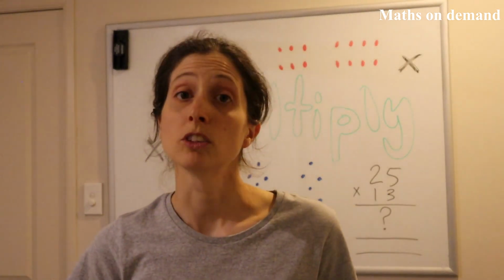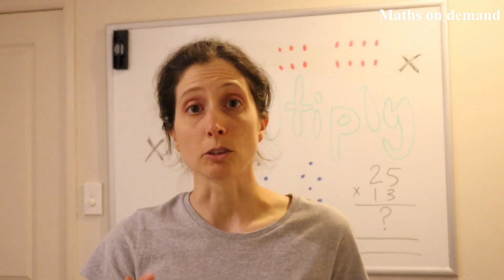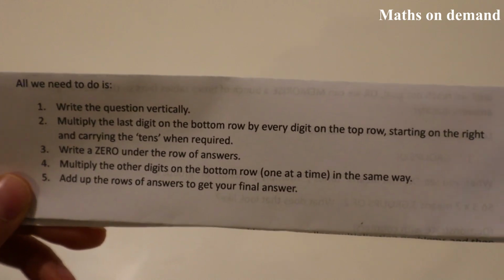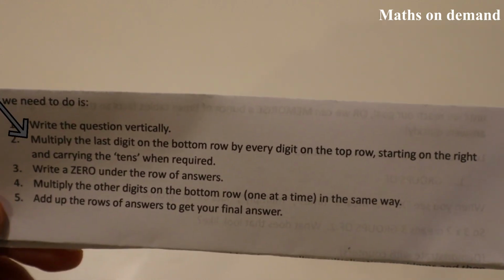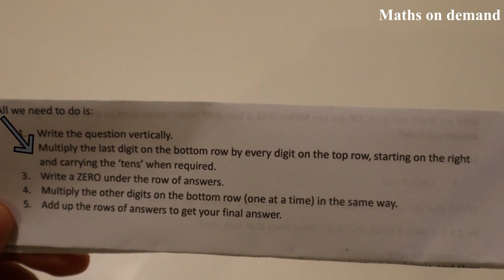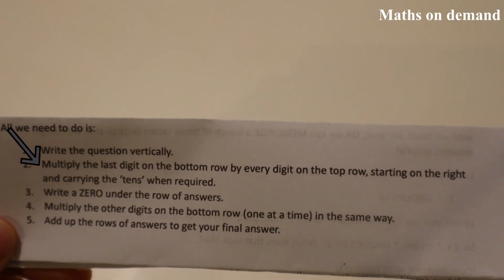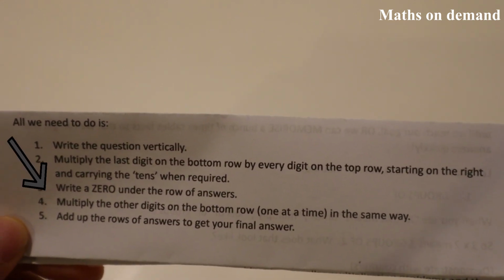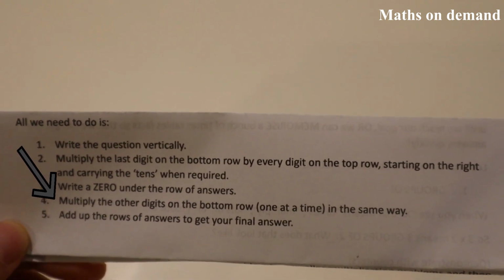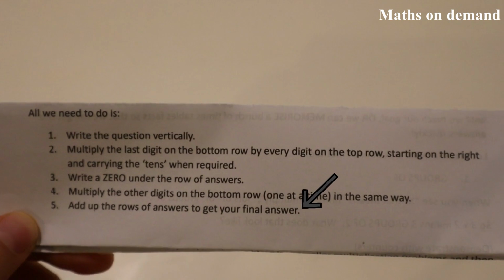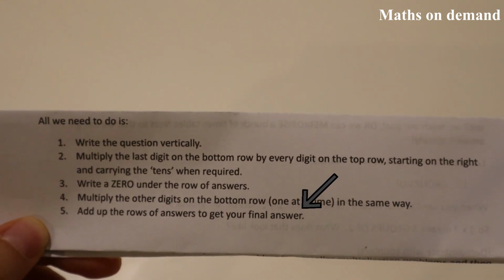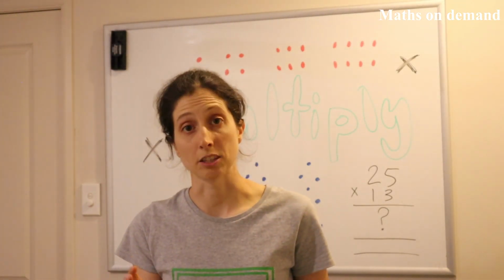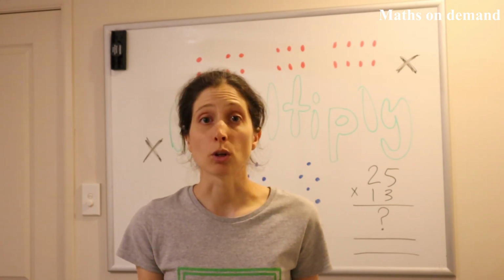In the algorithm, we will use multiplying smaller numbers to multiply the large numbers. All we need to do is write the question vertically, multiply the last digit on the bottom row by every digit on the top row, starting on the right and carrying the tens when required. Write a 0 under the row of answers. Multiply the other digits on the bottom row one at a time in the same way. And add up the rows of answers to get your final answer. This works because we are really breaking the problem into smaller multiplication problems and then just adding the results together.